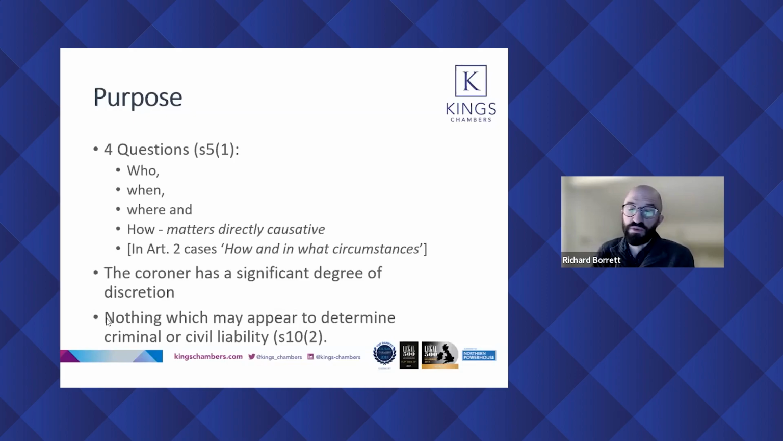And of course, it's on a different standard of proof. The standard of proof in inquests for all conclusions is the balance of probabilities. So actually, although coroners are very keen to remind everybody that they cannot determine criminal or civil liability, that does not mean that they cannot make findings that something has gone wrong, and that does not mean that they cannot make findings of culpability.